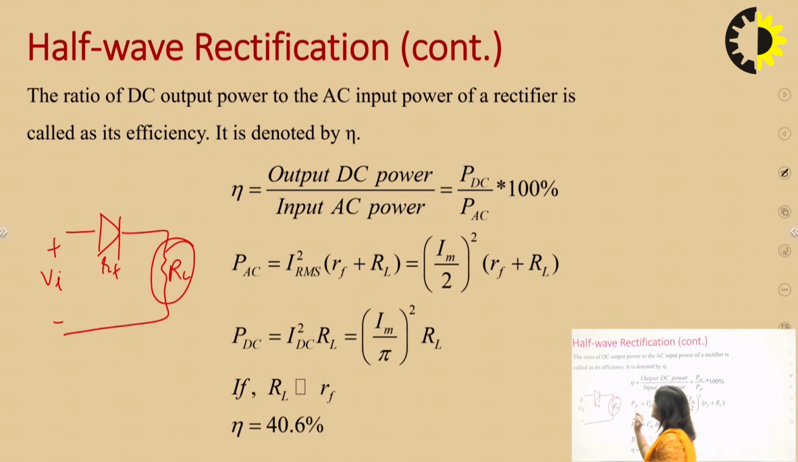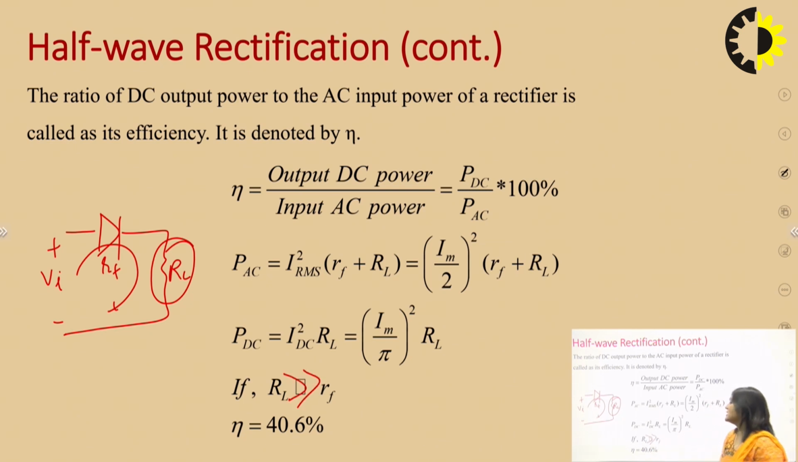And for AC input, AC is calculated from input side. So it will also include the resistance of the diode, that is RF plus RL, and IRMS square. And here we can ignore the value of RF, since RL is very high in comparison to RF. If we put these values in here, we can find efficiency is 40.6%. So in case of half wave rectifier, efficiency is 40.6.